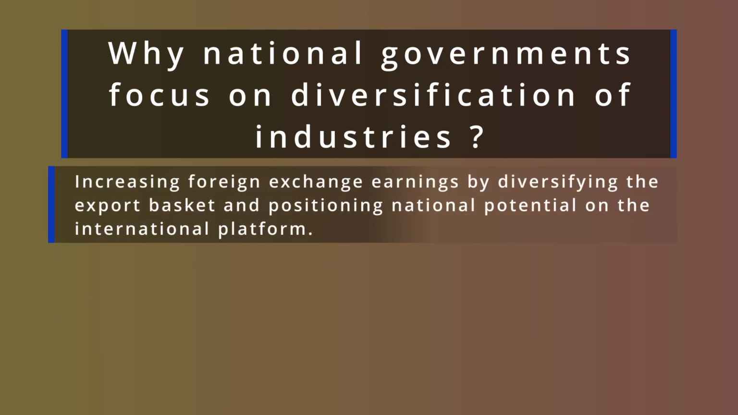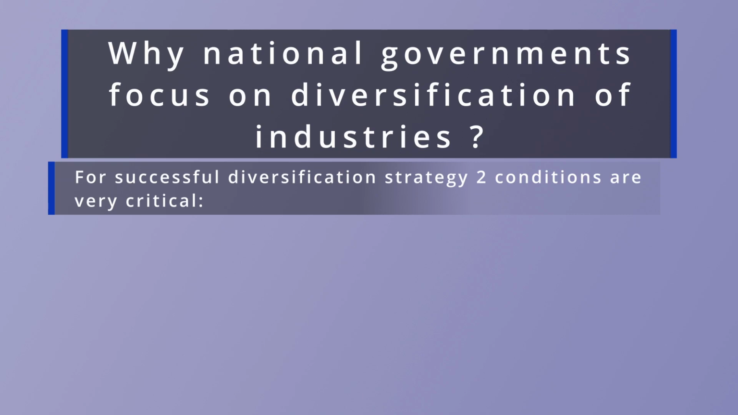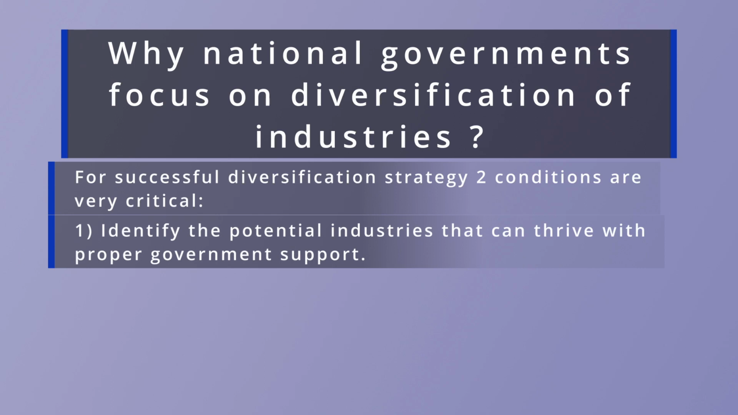And finally, this diversification strategy can also help the nation to earn much more foreign exchange in terms of diversification of the export basket and putting the national talents on international platforms. But one should understand properly that for a successful diversification strategy, two conditions are very critical. The first condition is to identify the potential industries that can thrive with proper government support. So, the identification of these potential industries is the first critical factor that should be taken into account.